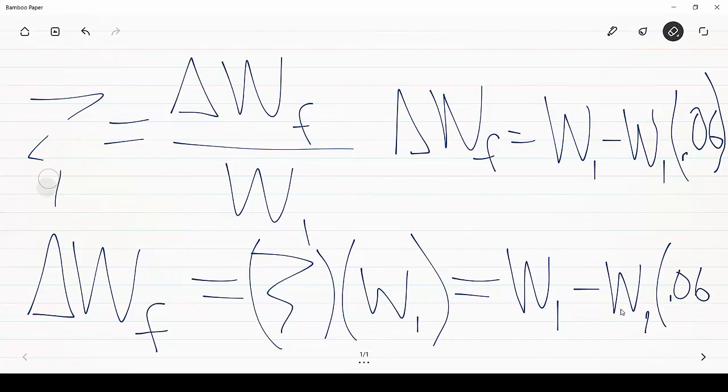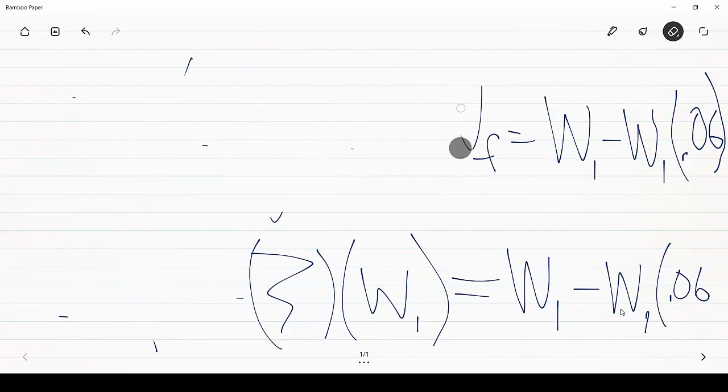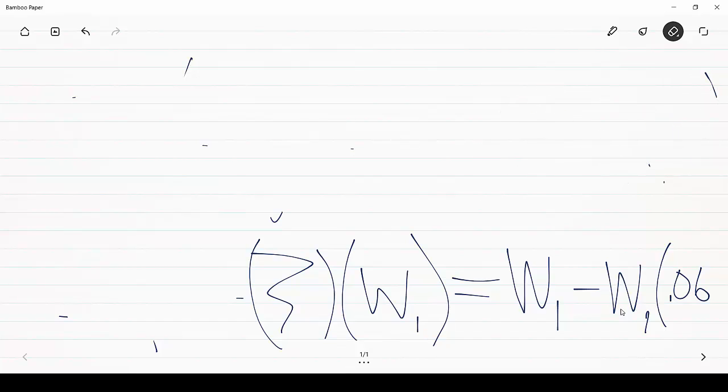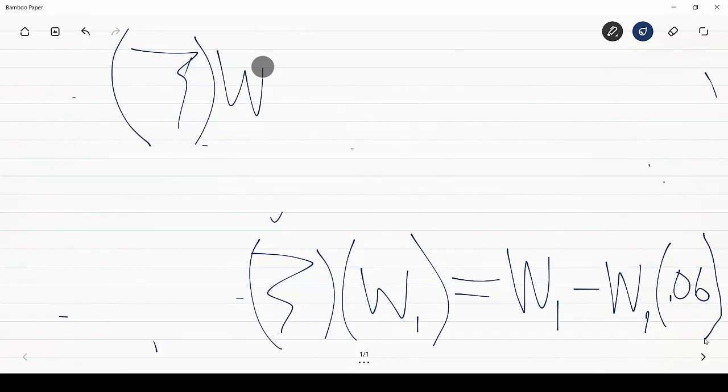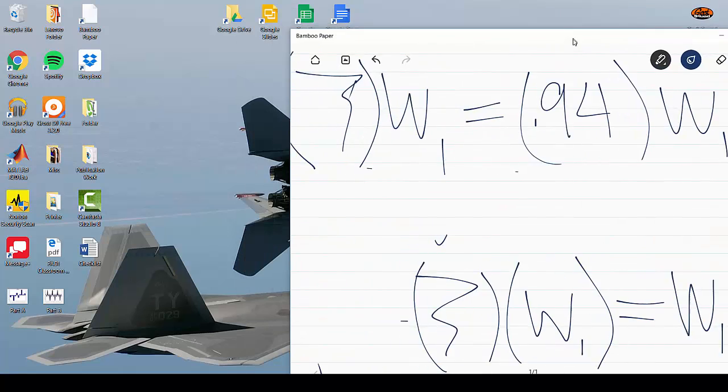So now, get rid of all this. And you can see that zeta times W1 equals W1 minus W1 times 0.06. And now if we simplify that out, we get zeta times W1 equals 0.94 times W1. And that calculation right there gives us the weight of our fuel.